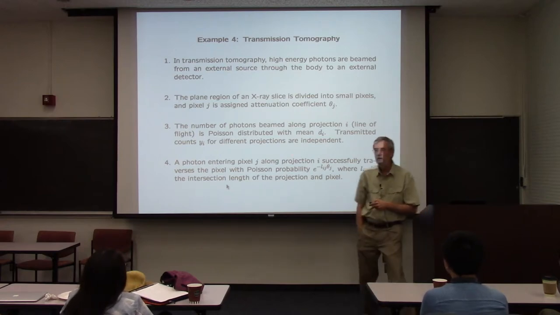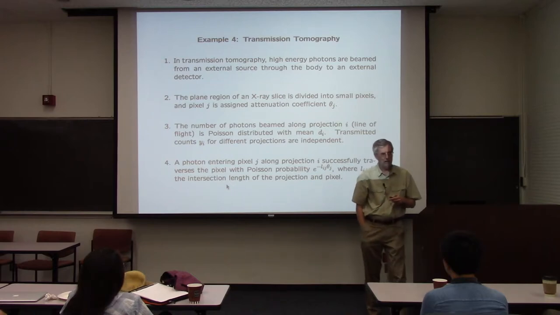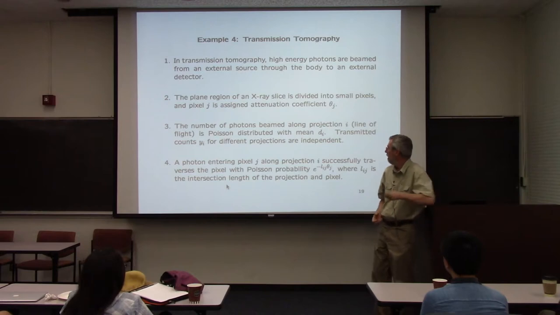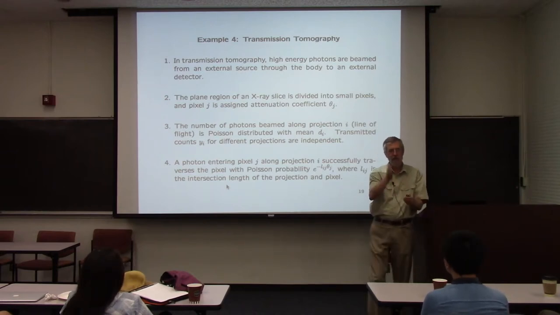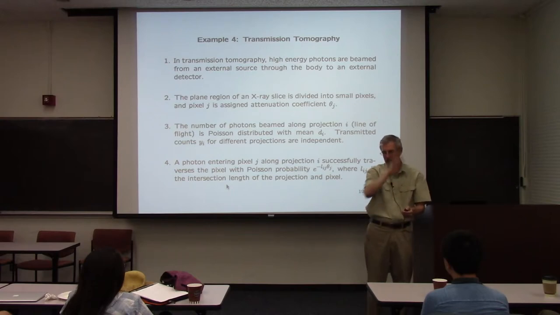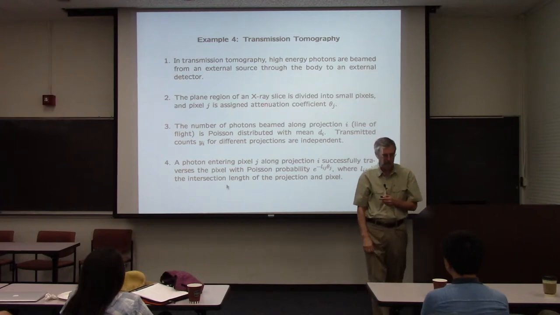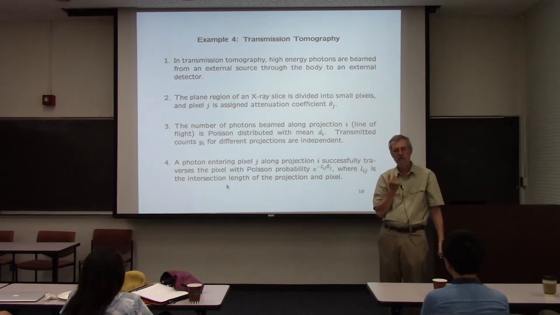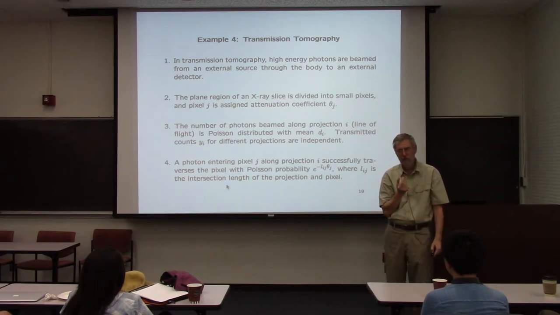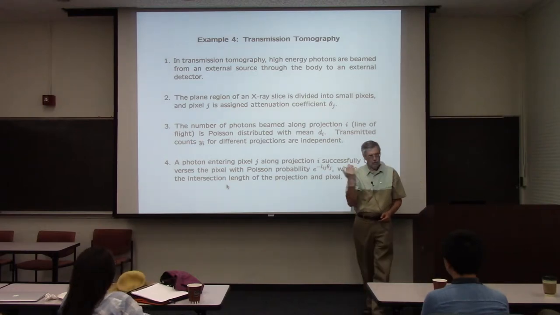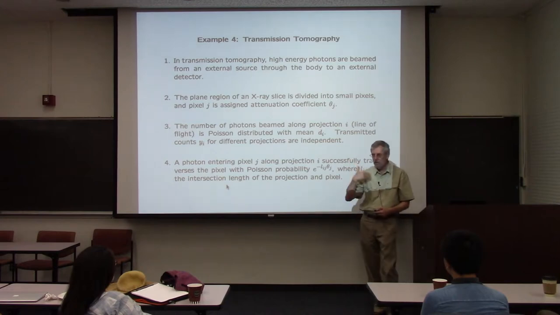So typically, when these images are reconstructed, and we're not talking about simply projecting onto X-ray film, but actual mathematical manipulation to give you a much better image, you pixelate the surface, so you divide your region into little square pixels, and you assign something called an attenuation coefficient to each pixel. That attenuation coefficient measures how strongly the material within the pixel is stopping X-rays. The denser the material, the higher the attenuation.